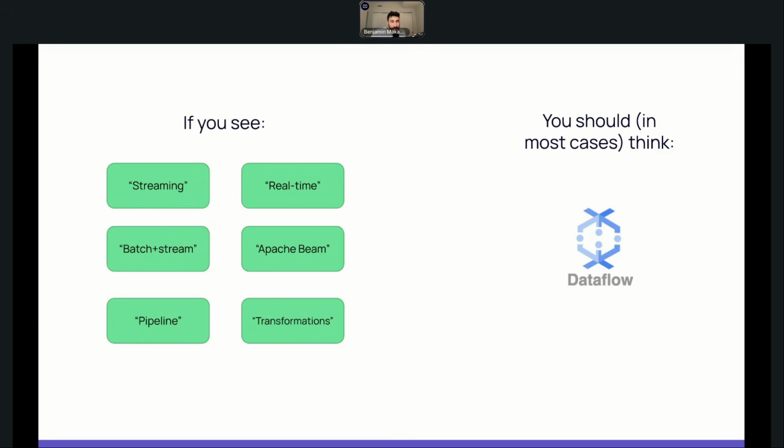But especially if you have two or more of these terms together, or synonyms of these terms, you should think Dataflow, right? Apache Beam with pipeline, Apache Beam with transformations, streaming and real time. I mean, those are kind of synonymous, but like streaming and transformations, or real time pipeline, right? You kind of get the idea.